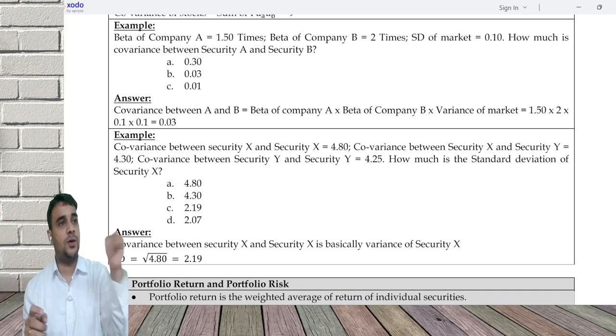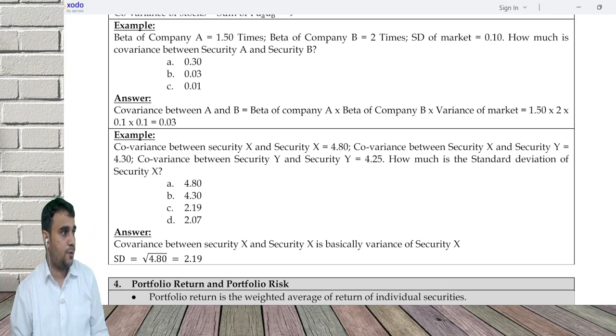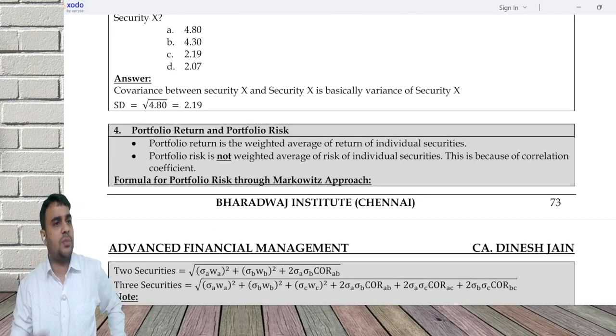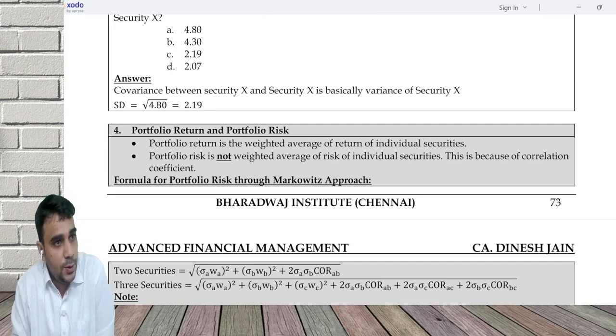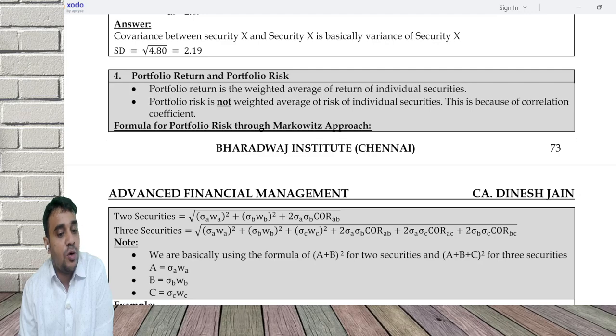Covariance is between one security and the other security. Portfolio variance is the overall variance of the portfolio, which may comprise 1, 2, 3, 4, 5, 10 securities also. Okay, this is the concept I've already done. Portfolio return is the weighted average of the individual securities. Portfolio risk is not the weighted average of the individual securities. This is because of correlation coefficient.